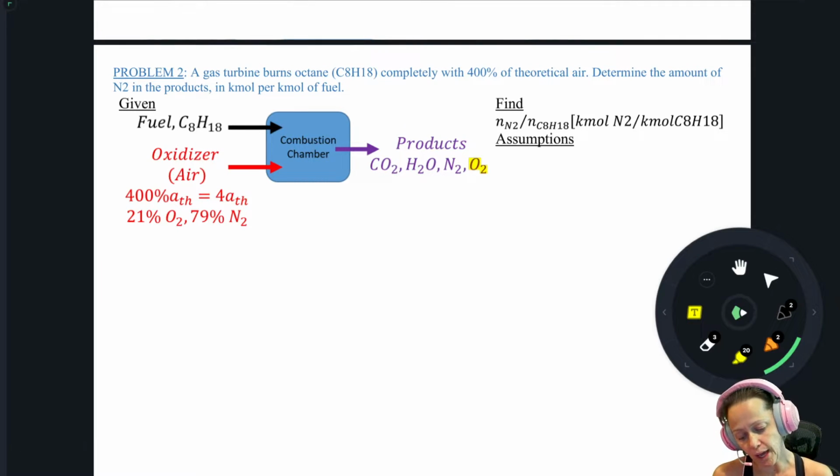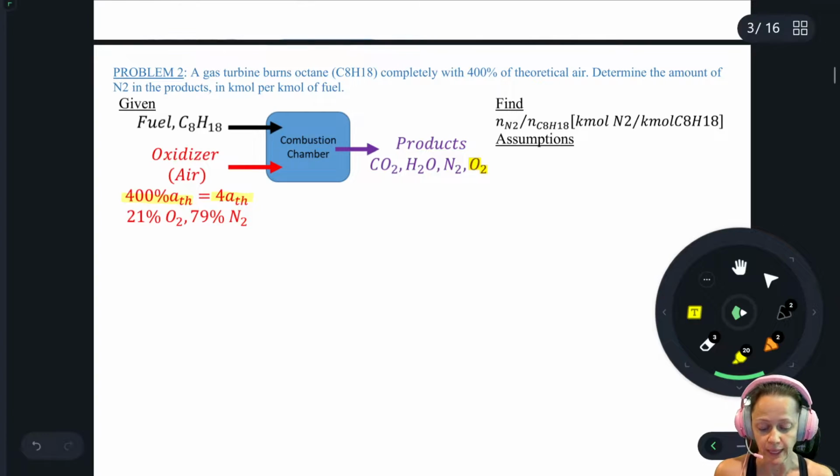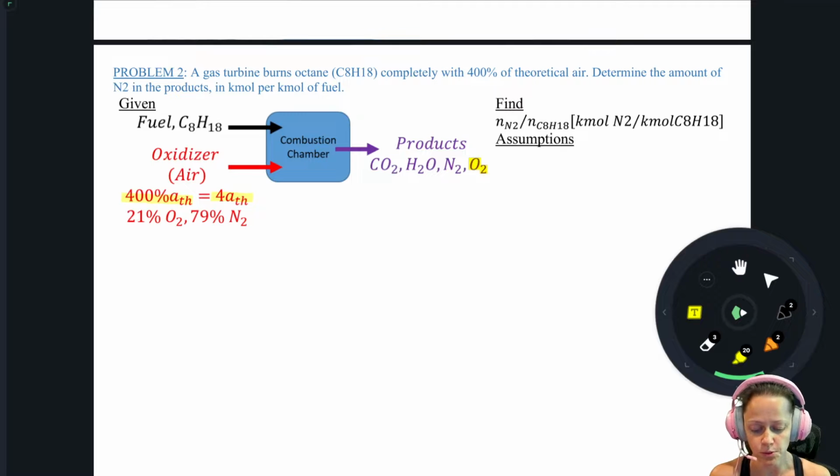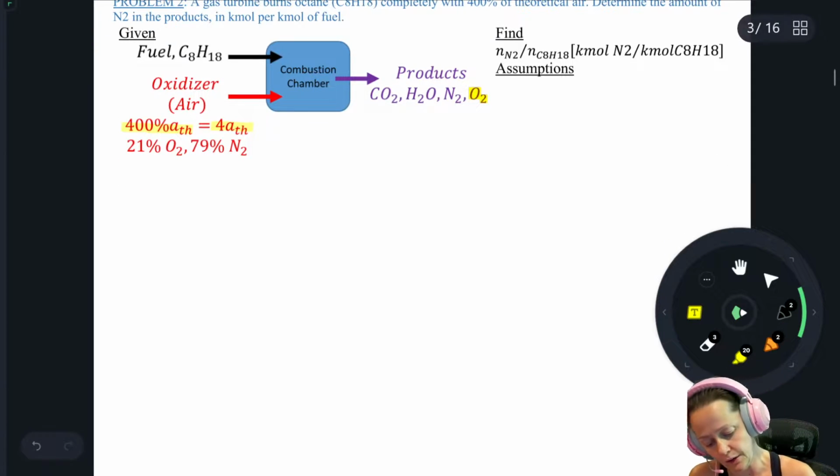All right, so here we have a gas turbine that burns octane, so C8H18, completely with 400% theoretical air. So you'll see I went ahead and put in here that I've got 400% theoretical air, and I know that's just 4 times a_th. And I want to find the amount of nitrogen in the products in kilomoles per kilomole of fuel. So that's a little bit strange, but once we get our balanced equation, it'll be a little bit more obvious about what we're looking for here. All right, so let's go ahead and put this here.